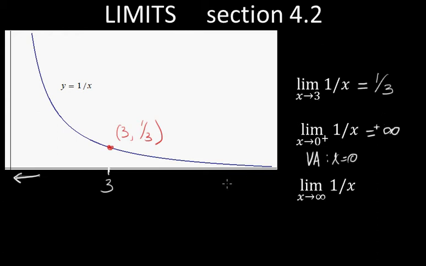Now, let's look at this function 1 over x as x becomes large without bound, as x approaches infinity. Well, we know what this means. We know that we have a horizontal asymptote with equation y equals 0. That means that the limit of the function as x approaches infinity is equal to 0. So we have a finite limit in two of these cases, and in the other we indicate plus infinity just to show that we know what's happening to the function as x approaches 0 from the right.